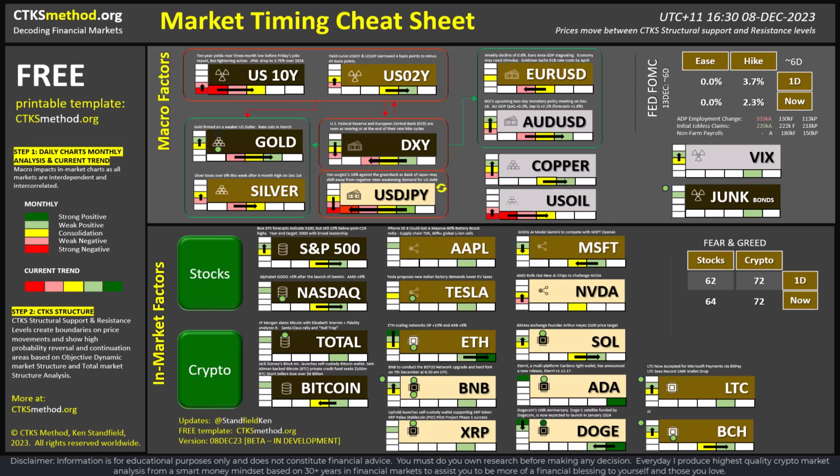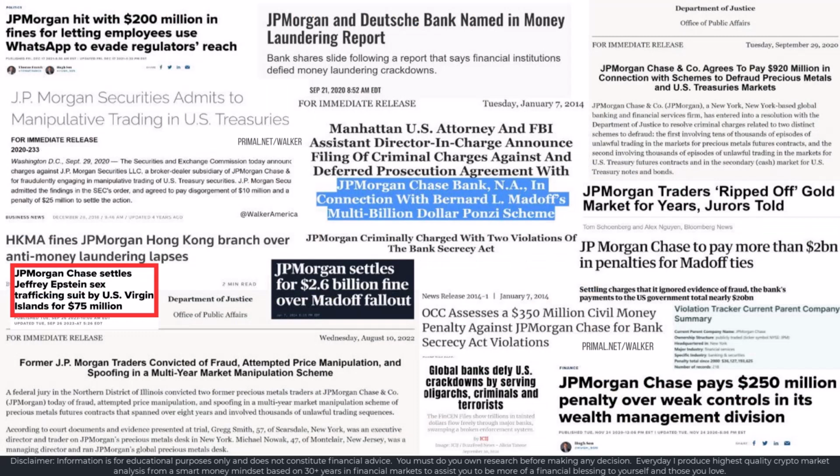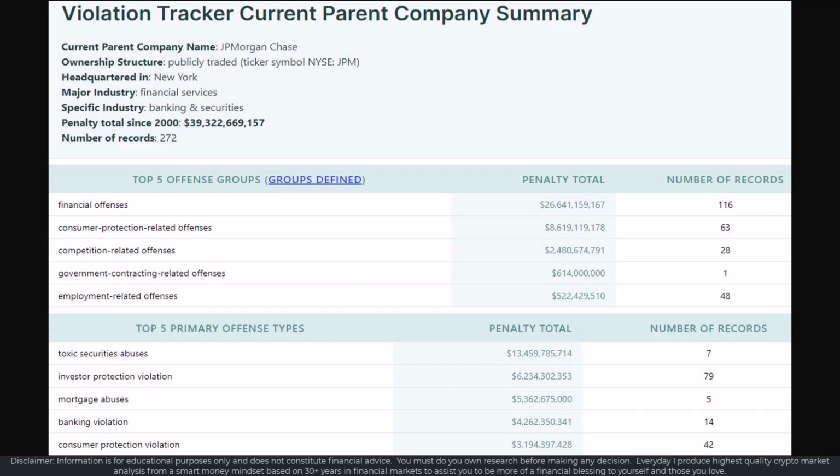When it comes to JP Morgan slamming Bitcoin, and with the help of our good friend Elizabeth Warren, it's probably good to note that JP Morgan shouldn't really be throwing any stones because its house is a glass house, but how glassy is it? Since the year 2000, JP Morgan has managed to accumulate $39.3 billion worth of fines for financial offenses, toxic security abuses, investor protection violations, mortgage abuses, banking violations, consumer protection violations, and it goes on and on and on.